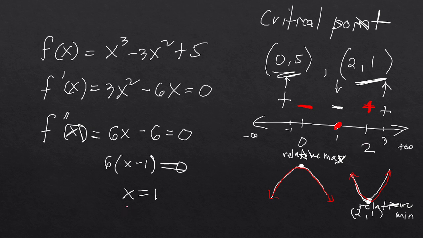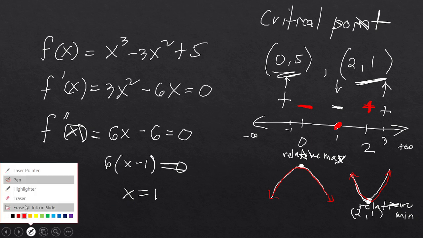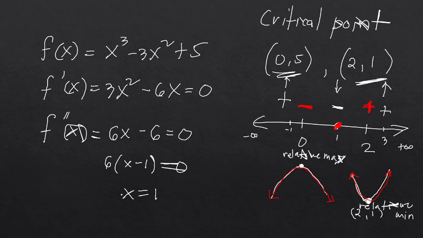And if you're going to find the corresponding y value of your function, say we substitute 1 back into the original. So it becomes 1 cubed minus 3 times 1 squared plus 5. So it becomes 1 minus 3, so that's negative 2 plus 5. That will give us 3, right? So your y is equal to 3.